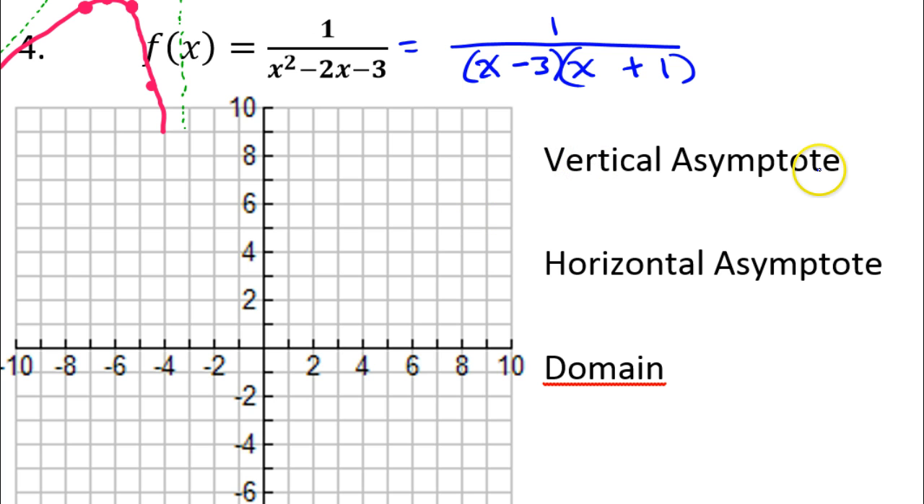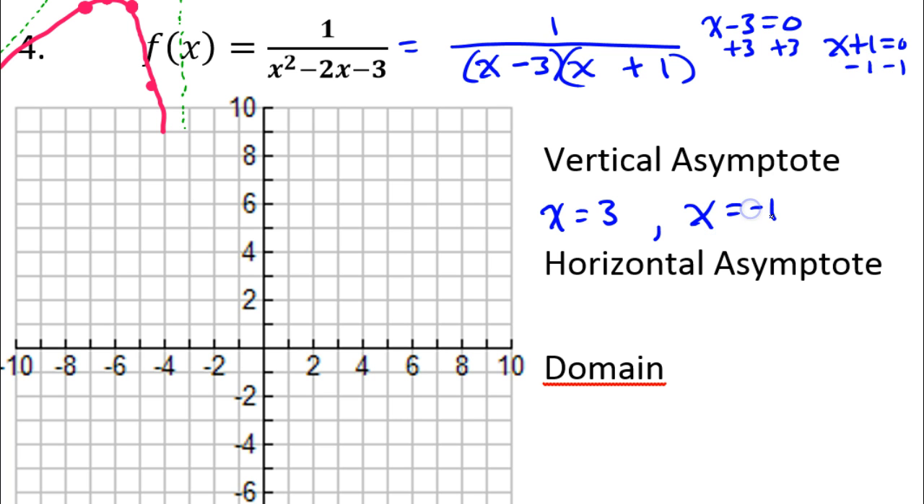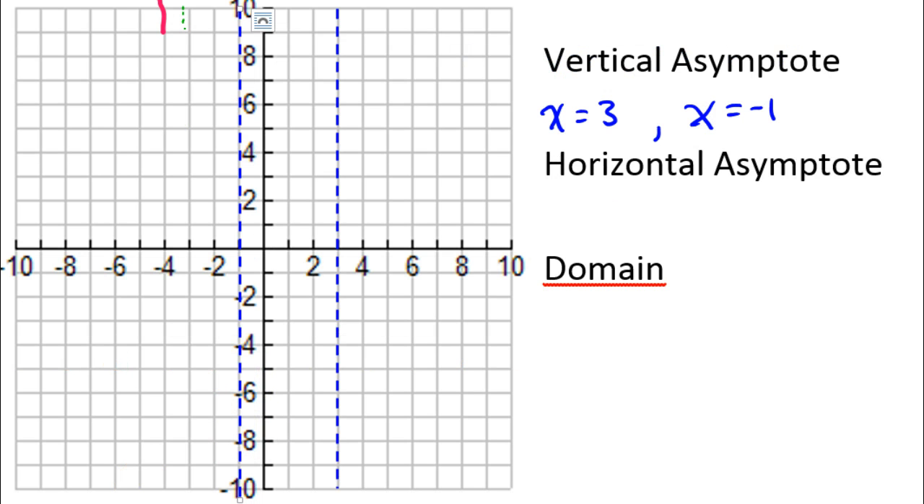Now, the vertical asymptotes do come from the zeros of the denominator. So if I set these two equal to 0, x minus 3 equals 0, and x plus 1 equals 0, that's going to give me x equals 3, and subtracting 1 from both sides, x equals -1. So I will have two vertical asymptotes, one at 3 and one at -1. I'm going to draw them now. Alright, so there you go.